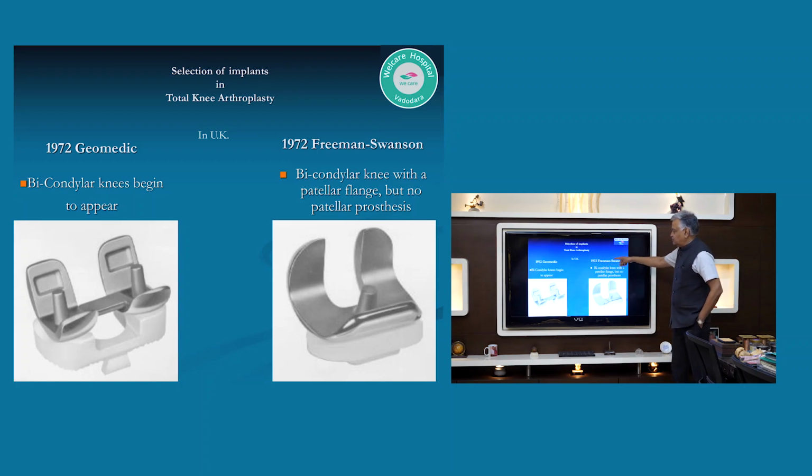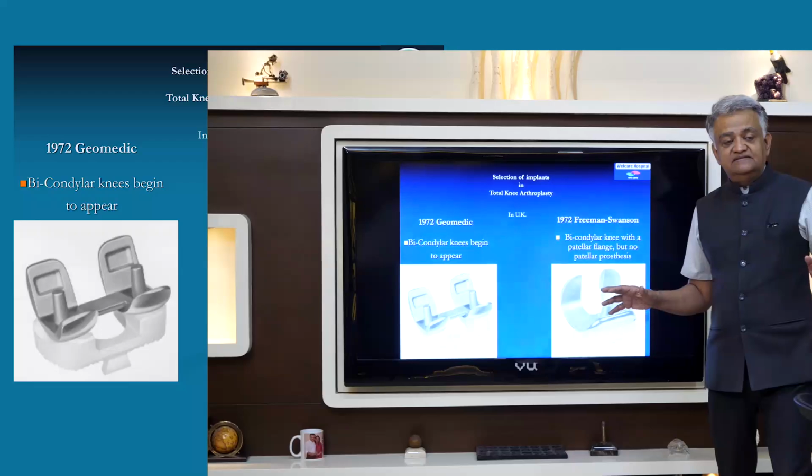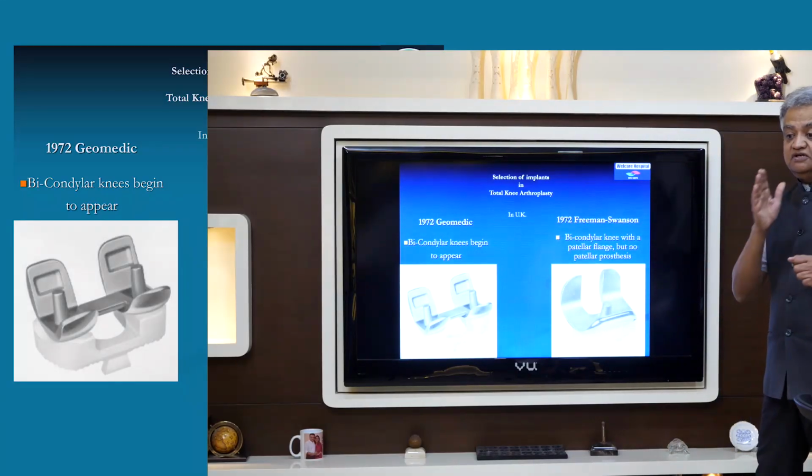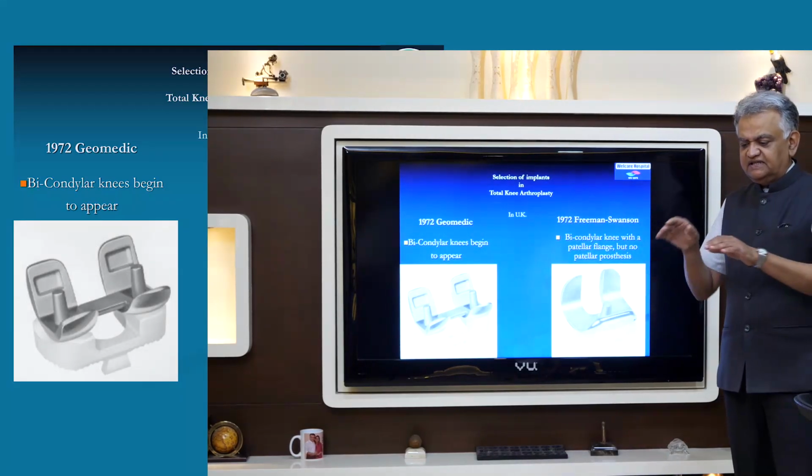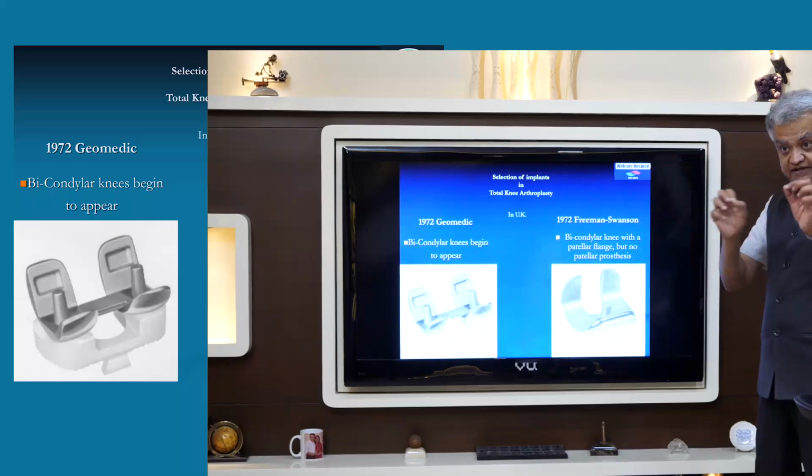As I told you, Freeman had already started contributing during the 60s right up to the early 70s, Michael Freeman. Swanson was the biomedical engineer who had joined him. So remember, the one thing that you need to remember about all these sciences is that there were parallel processes. It's not sequential. There are parallel processes and they overlap each other and cross-pollinated each other.